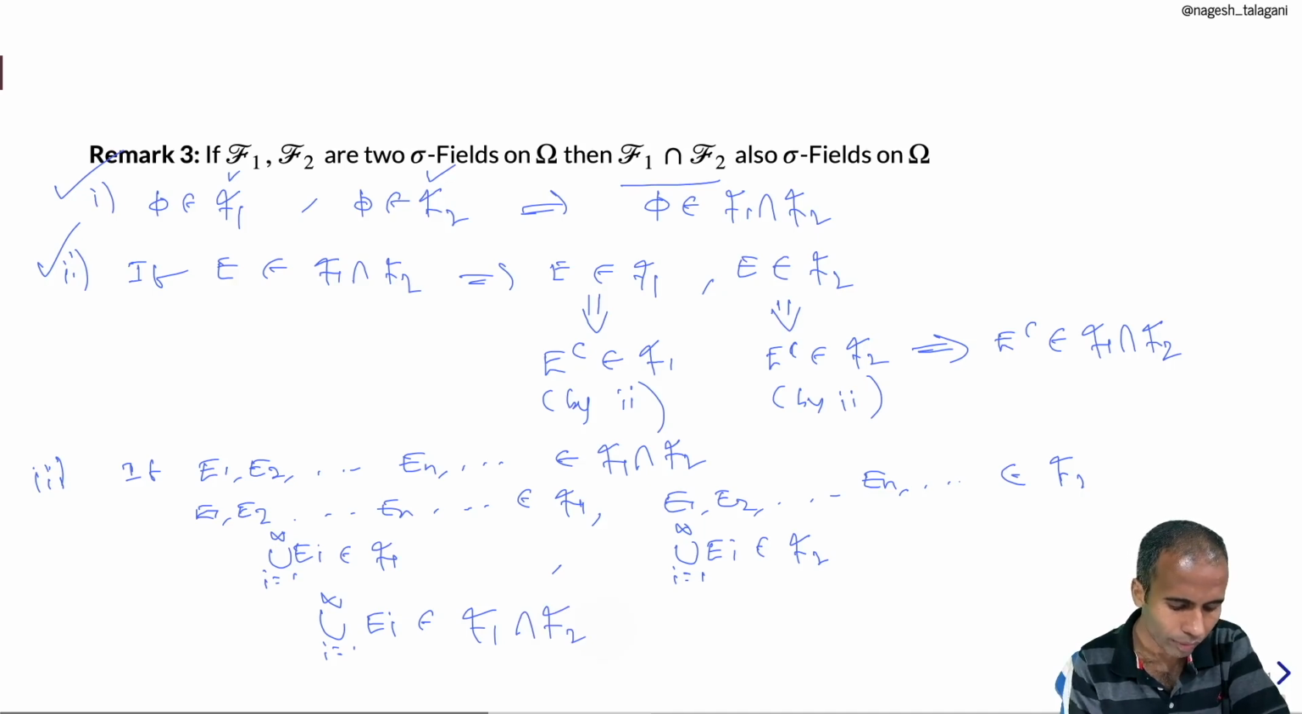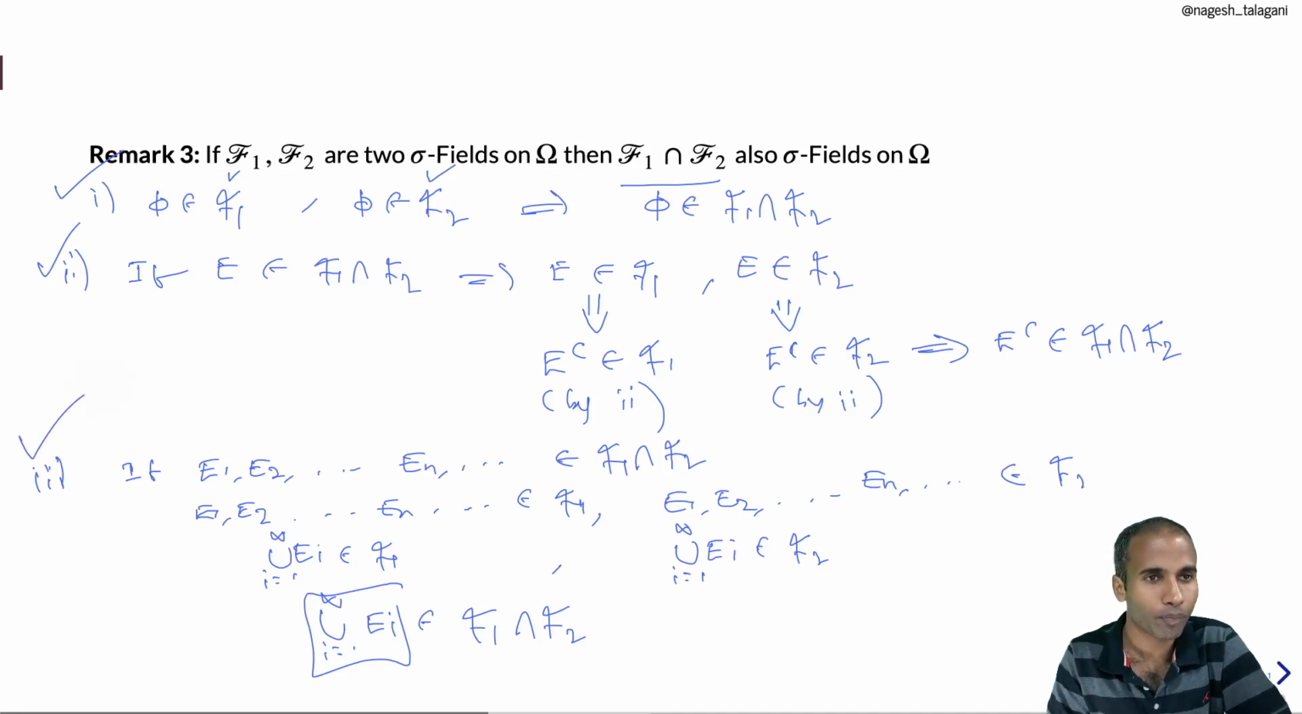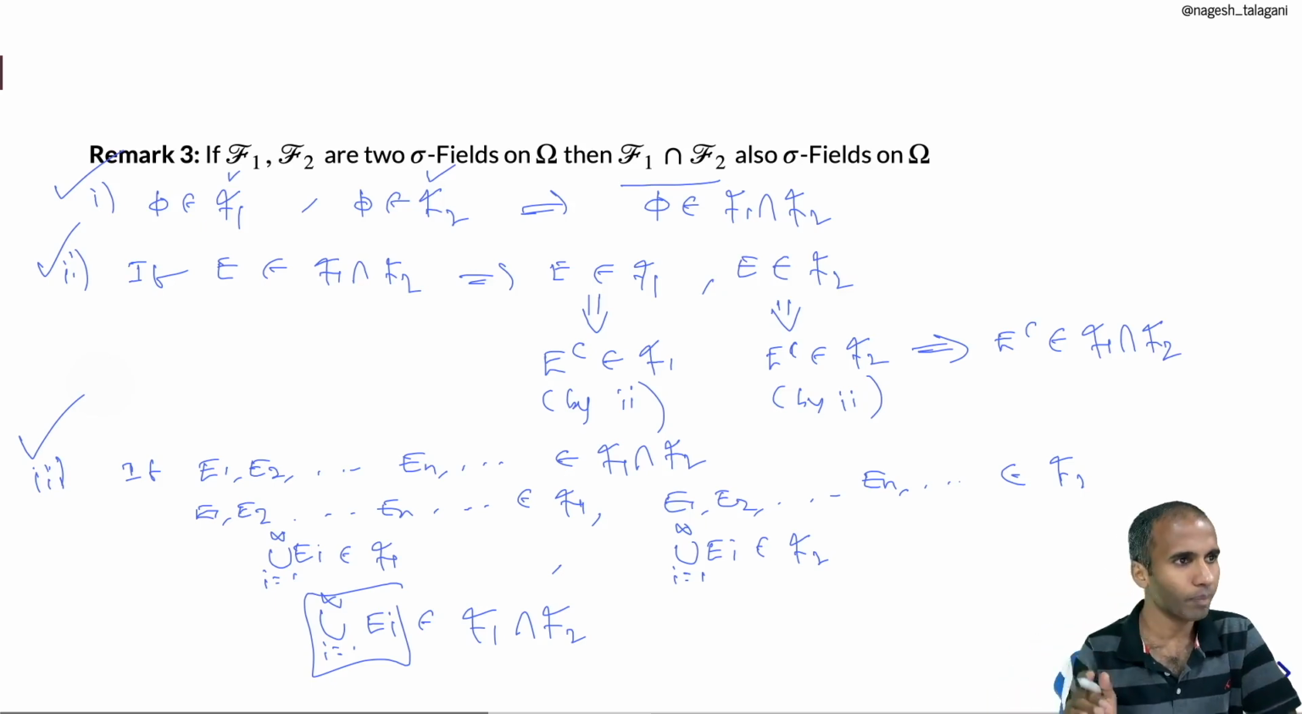So whenever E1, E2, and so on, En, this countable collection, are candidates from script F1 intersection script F2, then their countable union also belongs to script F1 intersection script F2. That implies condition 3 is also verified. So the intersection of two sigma fields on omega will be again a sigma field on omega. Not only just the intersection of two, you can take any number of sigma fields. If you take the intersection, again you end up with a sigma field. Okay, fine.